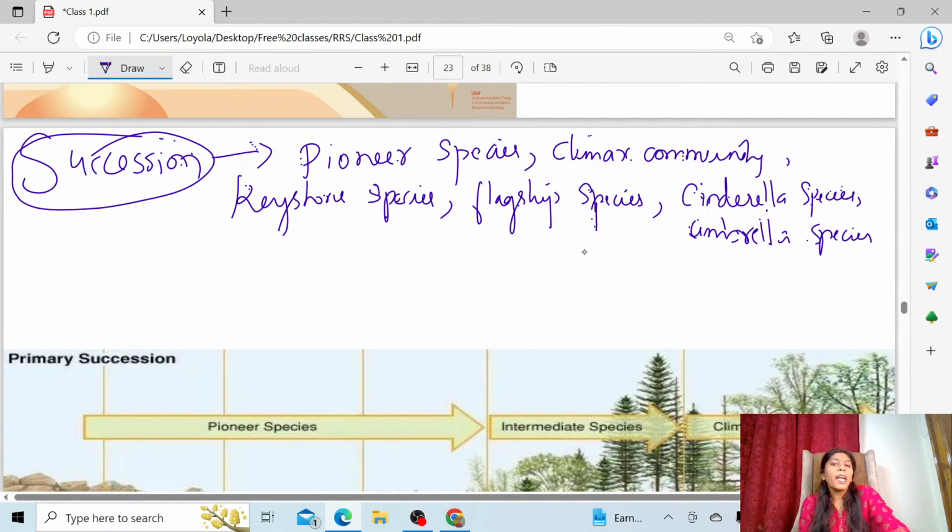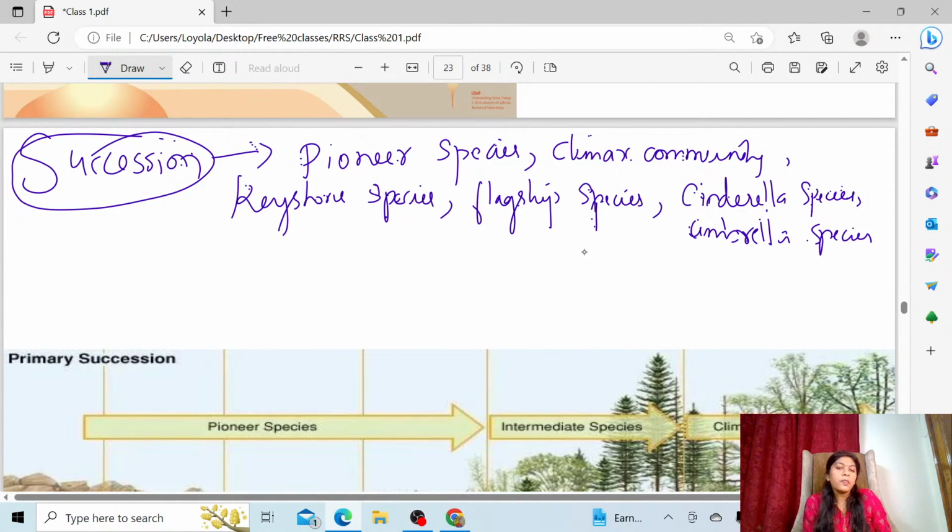Pioneer species means the species which colonize the ecosystem for the first time. If there is a particular ecosystem, who is going to go and occupy it first? That is the pioneer species. Climax means the one who is going to be the last, who is going to replace everyone and remain stable with equilibrium. They are called the climax community.